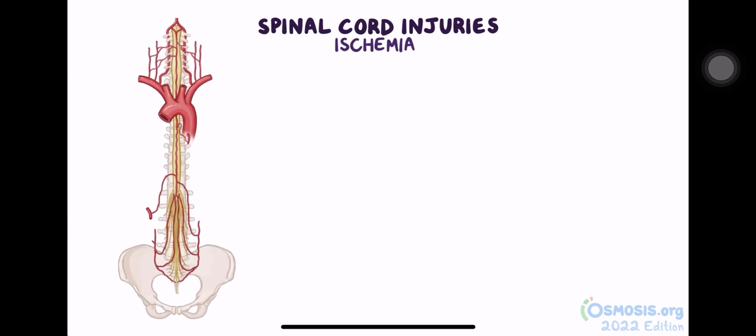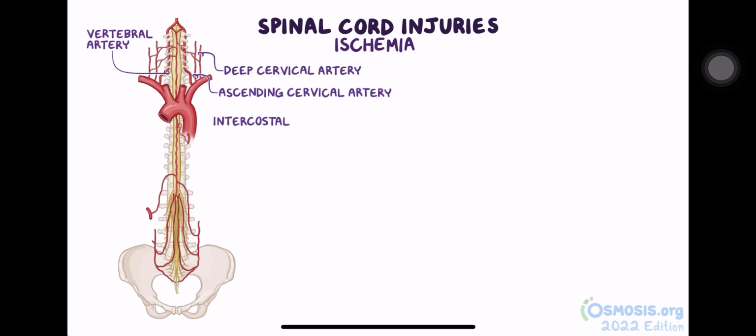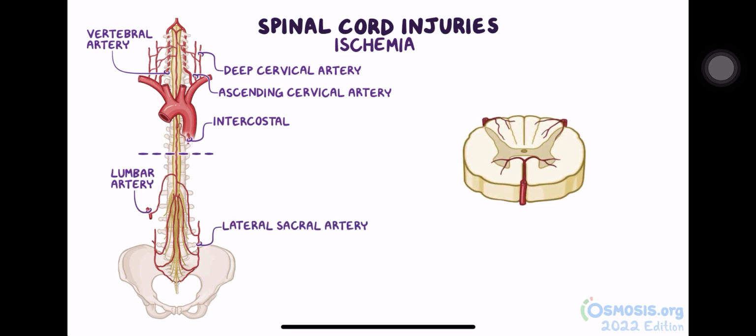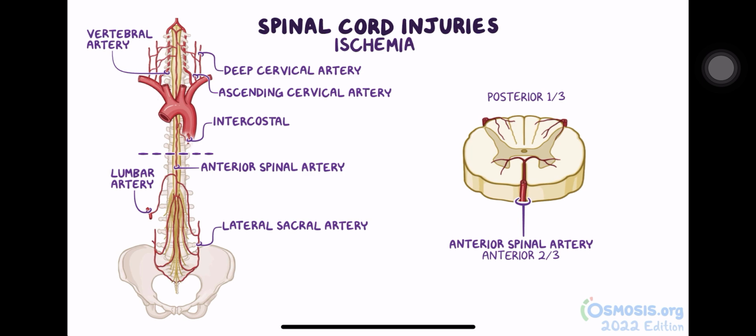Now remember that the spinal cord gets its blood supply from branches of the vertebral, ascending cervical, deep cervical, intercostal, lumbar, and lateral sacral arteries. One of the major arteries supplying the spinal cord is the anterior spinal artery, which is formed by branches of the vertebral arteries, running longitudinally down and supplying the anterior 2/3 of the spinal cord, with the posterior 1/3 of the spinal cord being supplied by the posterior spinal arteries.